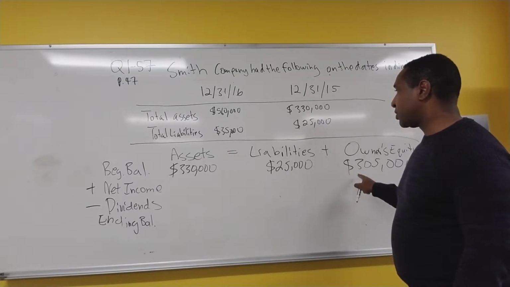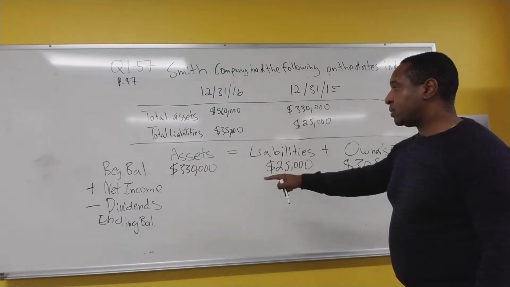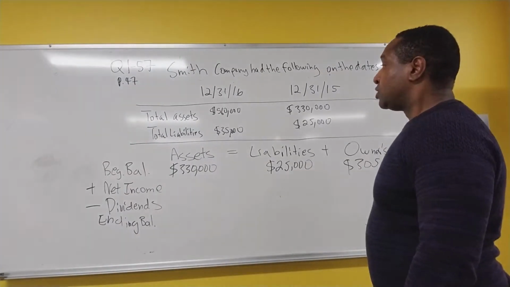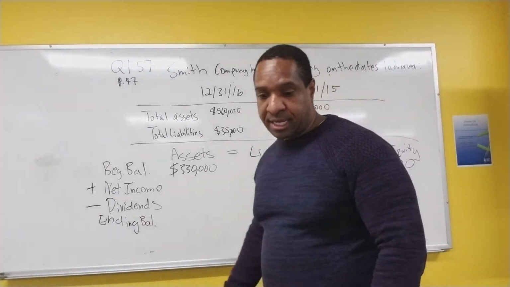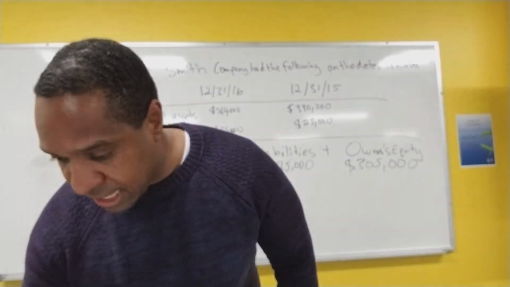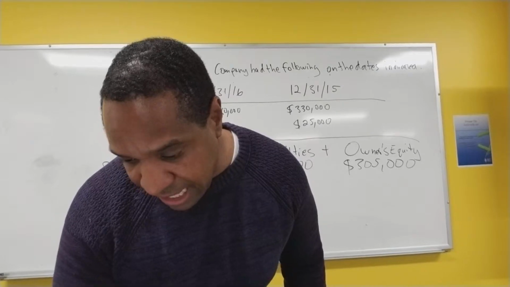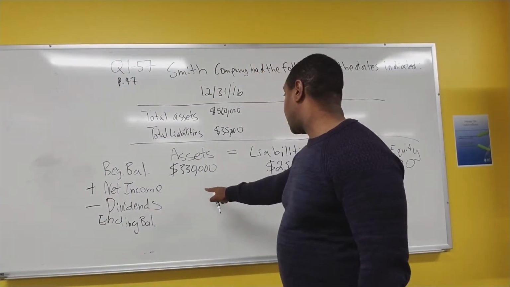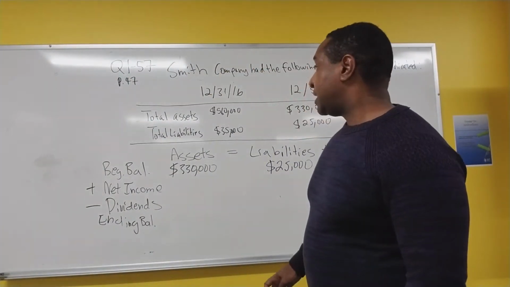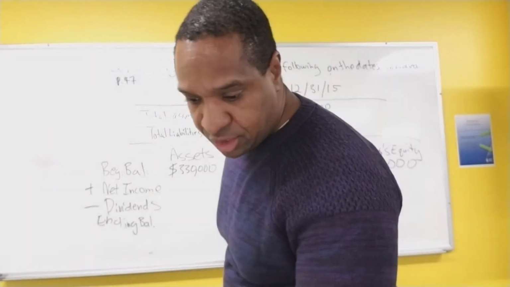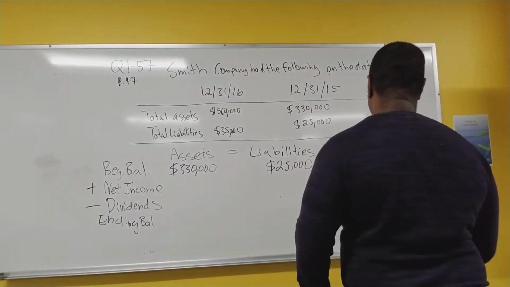305,000 is our owner's equity. We've got our liabilities. We've got our assets, right? So that's our beginning balance. What are the changes? What does it tell us that has changed? So it's asking us to find net income. We do not know net income, and it's asking us to use the statement of retained earnings.